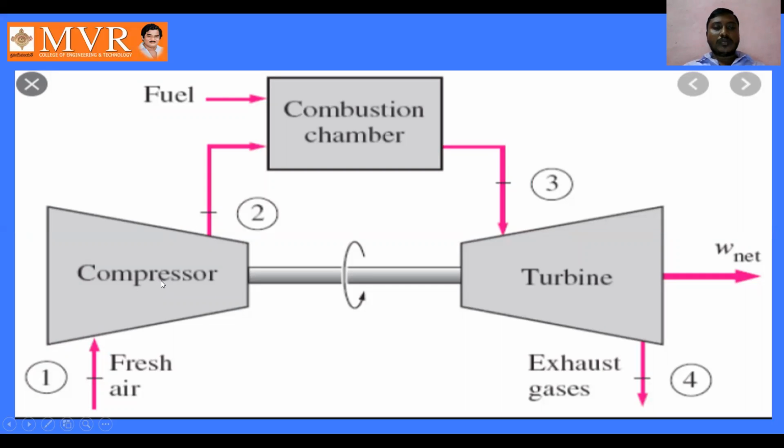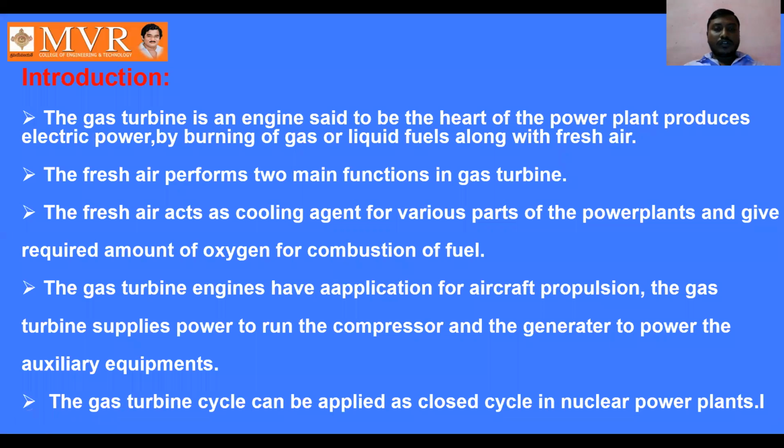that the fresh air enters into the compressor and heat is supplied here. The combustion takes place and the gas is sent to the turbine, and this turbine gives some work output. And the hot exhaust gases are dispersed into the atmosphere.